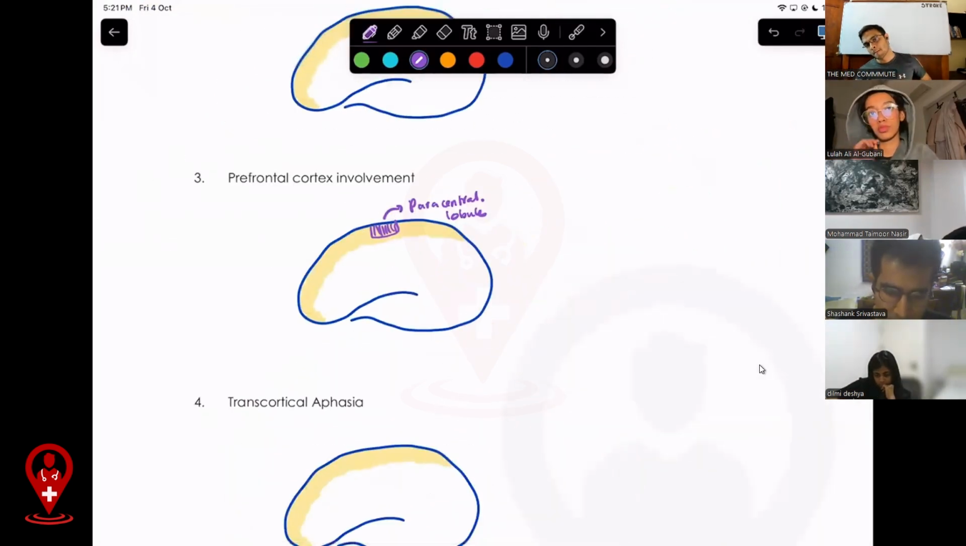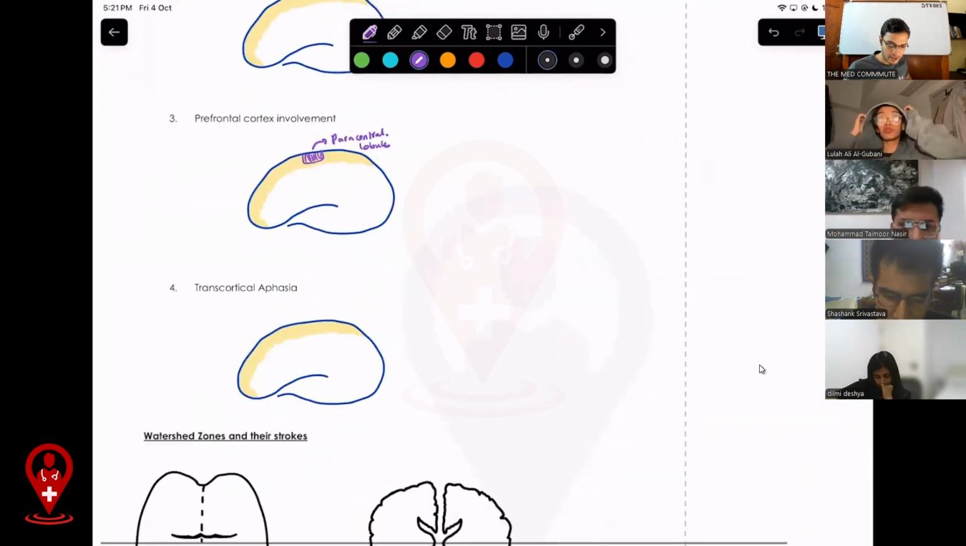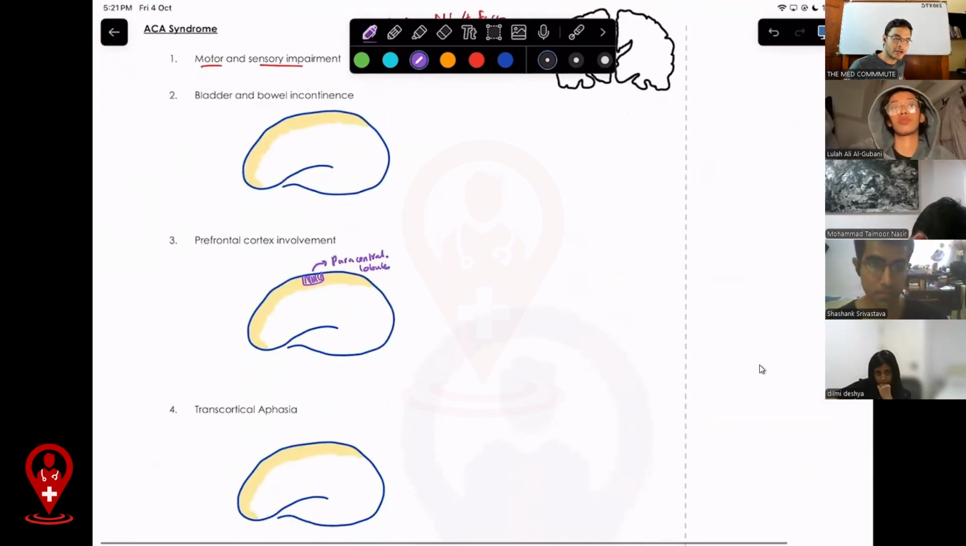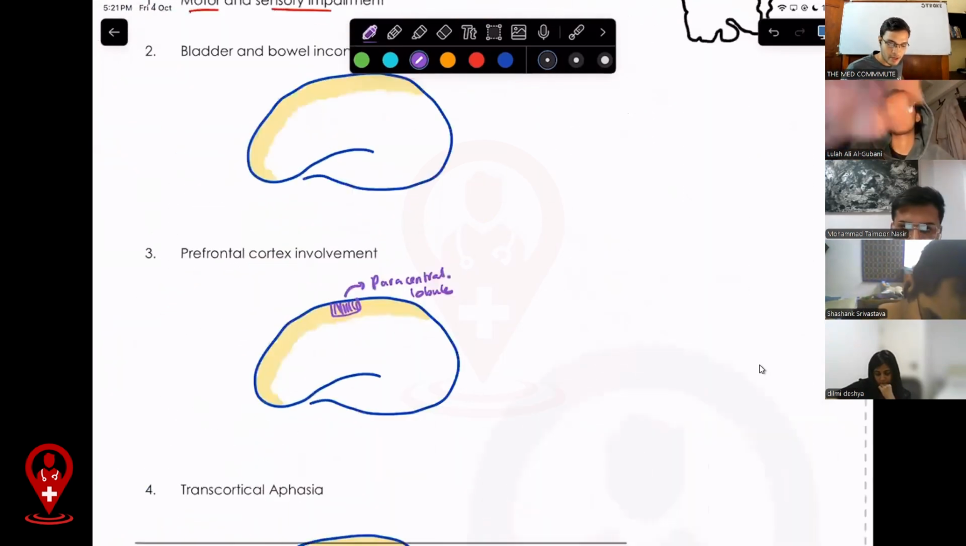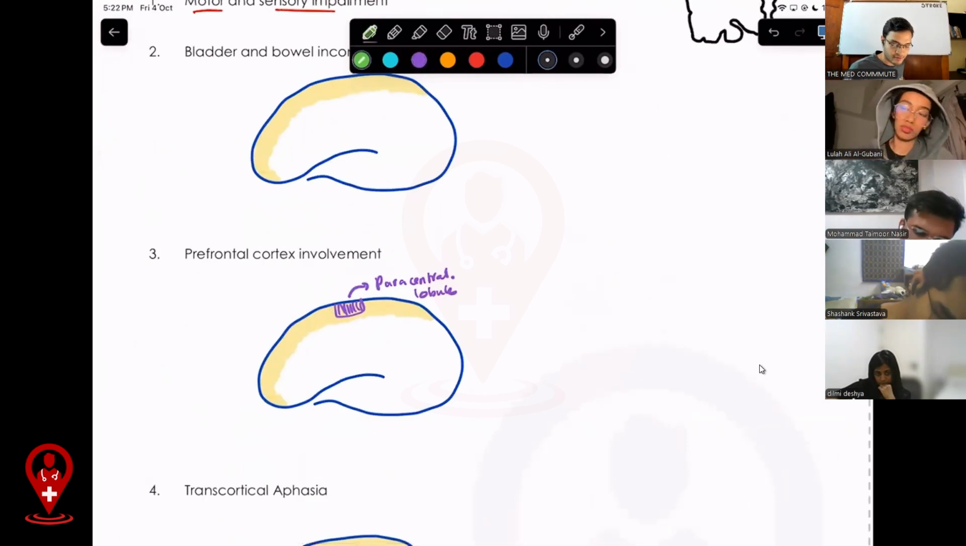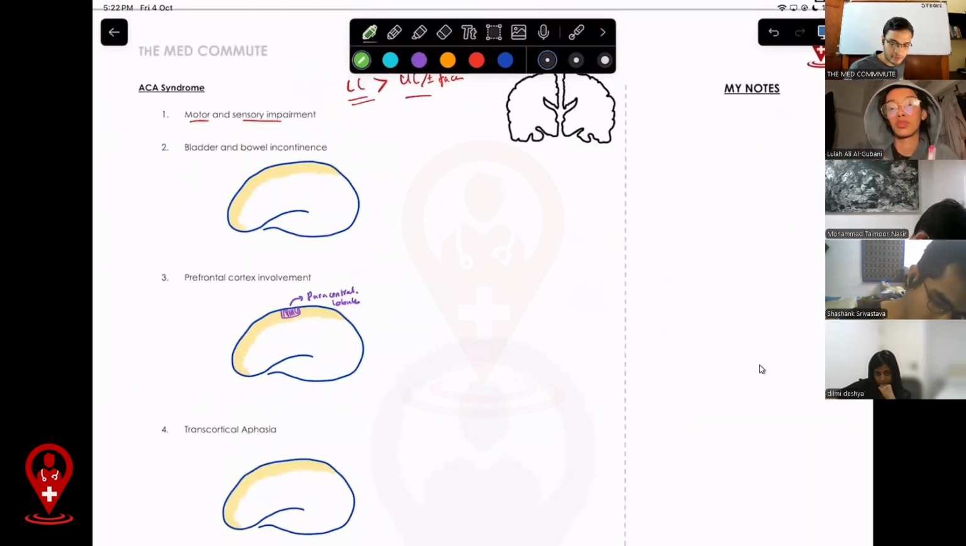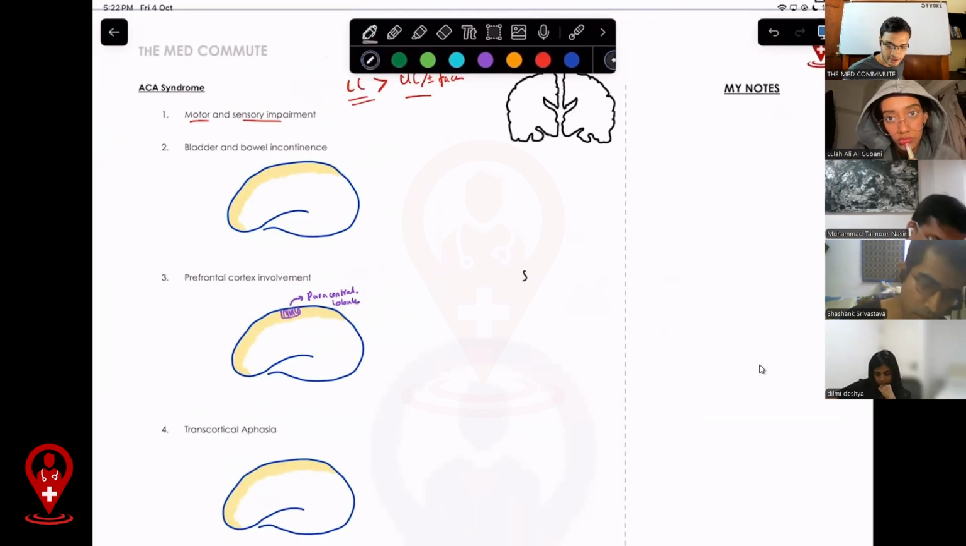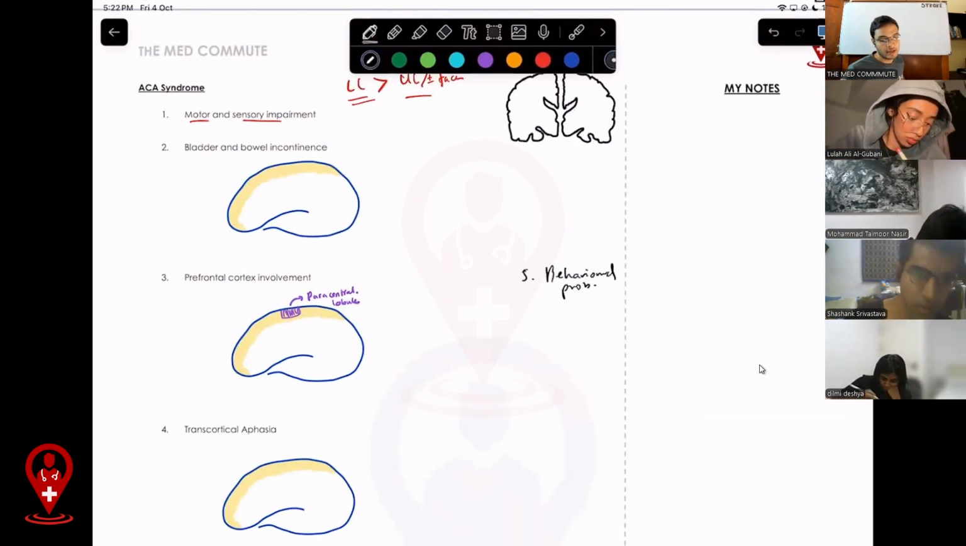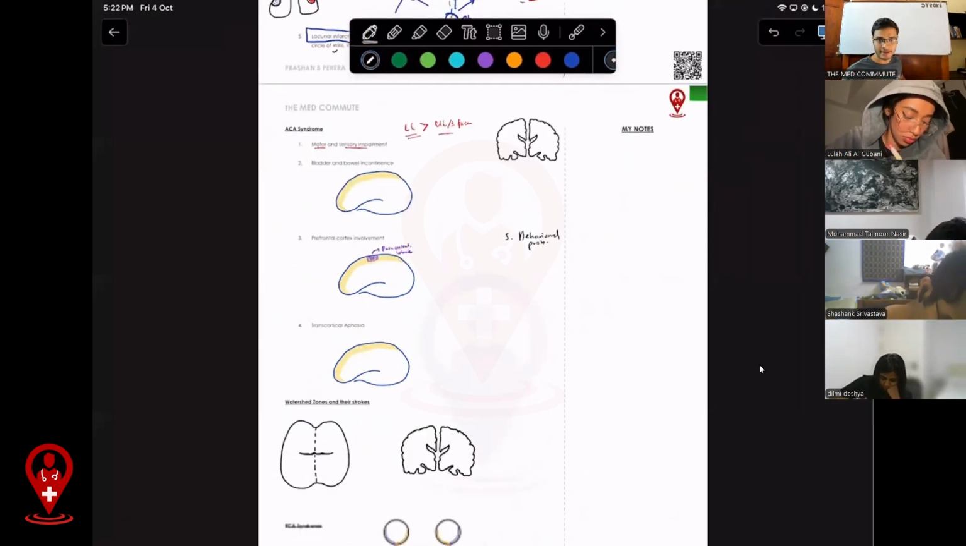Behavioral problems. I want you all to write this down, guys. I haven't put it in your notes; I have directly put the aphasia there. We'll put it as number 5, after 1, 2, 3, 4. Somewhere here, you can write it down: behavioral problems, with this ACA, with this anterior cerebral artery.